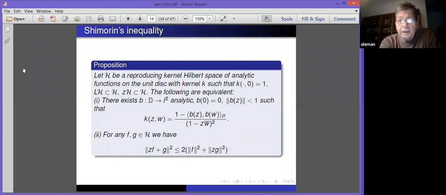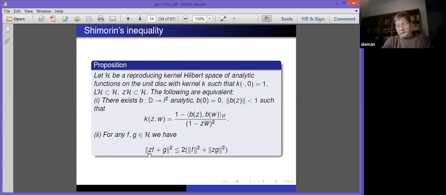So here's what the result says. Suppose that we have these properties which are essentially like in the sub-Bergman case. We have a kernel which is normalized at the origin. This is not a really important thing, but let's say that this is so. We are backward shift and forward shift invariant. Then you get this form of the kernel, which is the generalization of the sub-Bergman kernel, if and only if in our space we have this inequality.